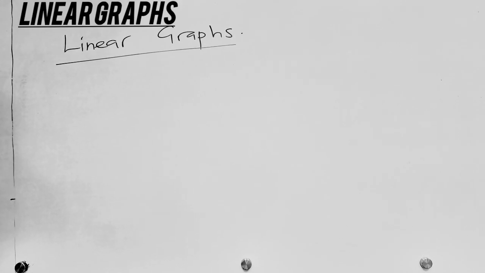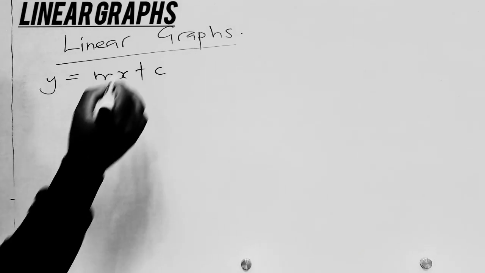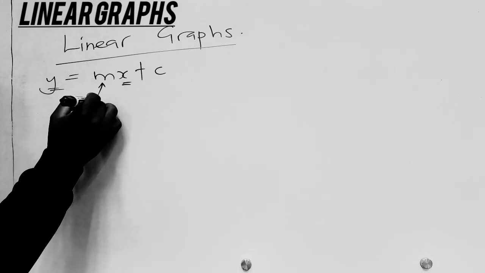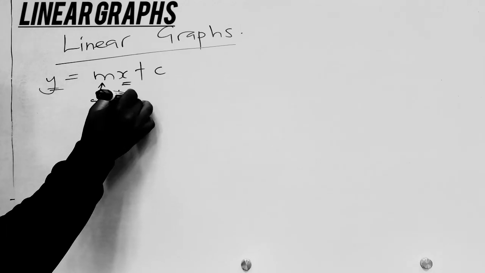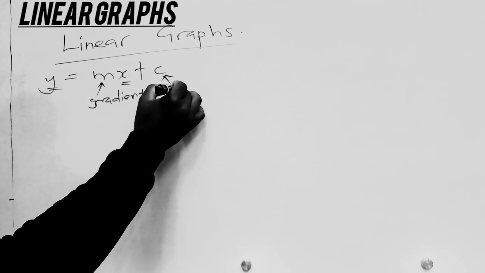Hello guys, in this video we're doing linear graphs, where we'll be sketching linear graphs and see how it works. So the linear graph is given in this form: y is equal to mx plus c. This is a straight line where y represents any y coordinate in the line, x represents any x coordinate in the line, then m is the gradient, and c is the y-intercept.